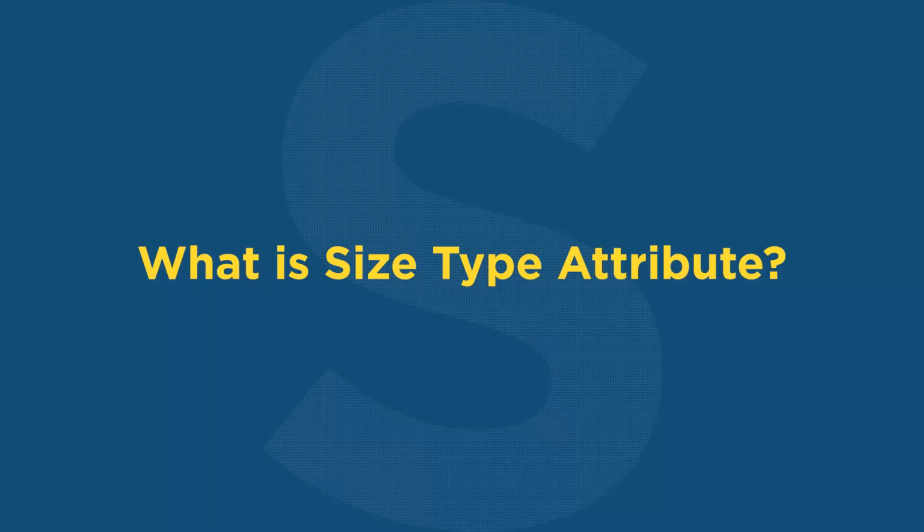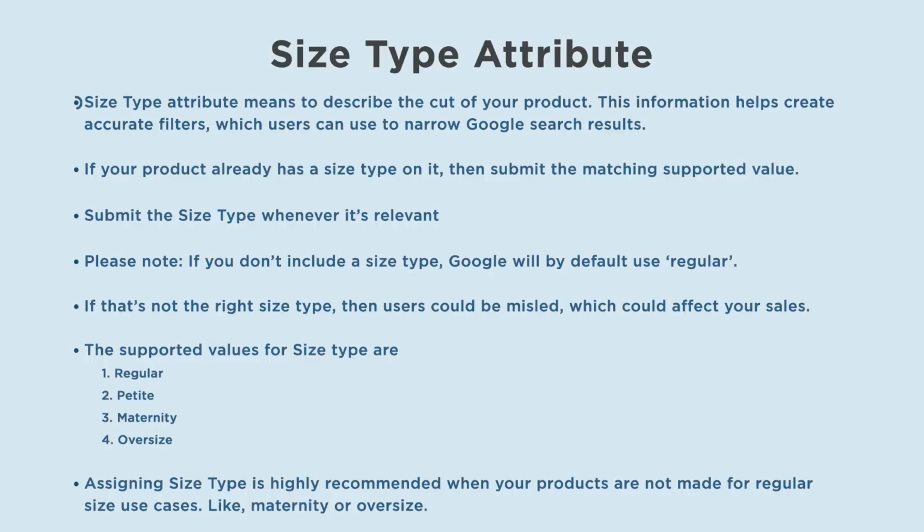Now let's see, what is a size type attribute? Size type attribute means to describe the cut of your product. This information helps create accurate filters, which users can use to narrow Google search results. If your product already has a size type on it, then submit the matching supported value. Submit the size type whenever it's relevant.